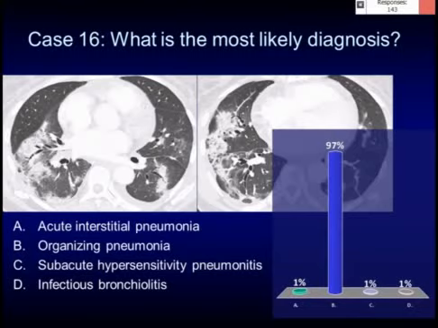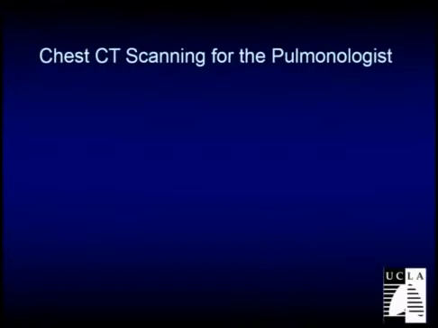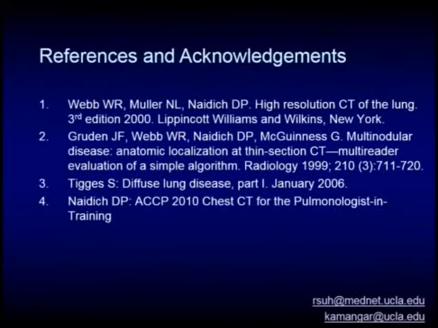So this is clearly organizing pneumonia. You see areas of airspace opacities that are somewhat patchy, involving the peri-bronchial vasculature as well as the periphery, with associated bronchial wall thickening.